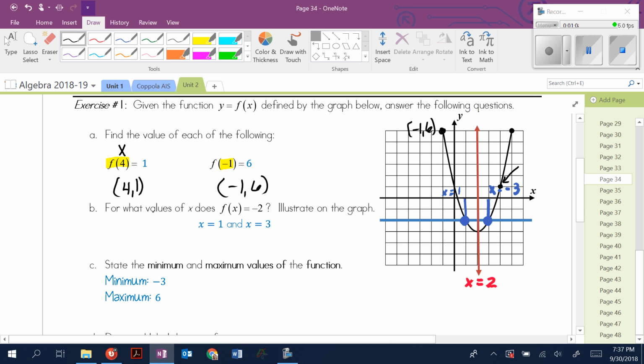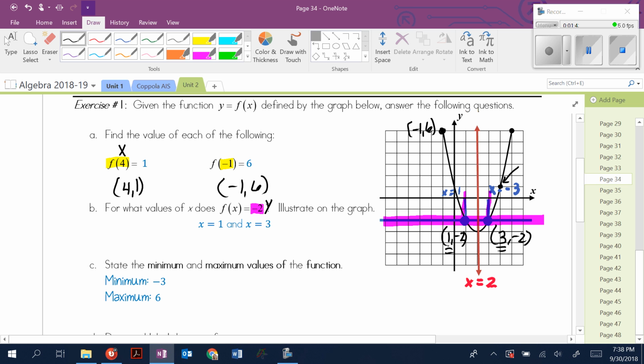For B, for what values of x does f of x equal negative 2? Well, in this case, we are given the y value of negative 2, which means we need to go down to negative 2 and then look left or right. That's what this blue line is here. Where does it hit? It hits at these two x values. If it's easier for you to see, we could write the points as (1, negative 2) and (3, negative 2). Notice we're just looking at the x values for the y value of negative 2, which is 1 and 3.